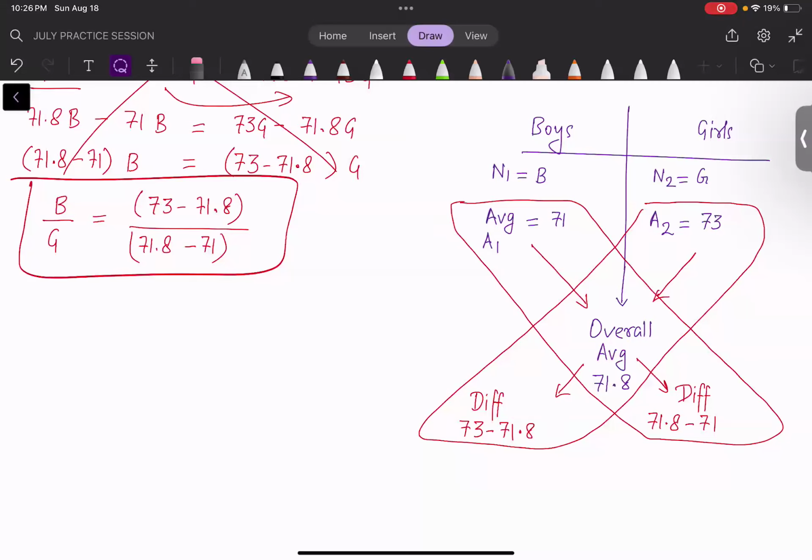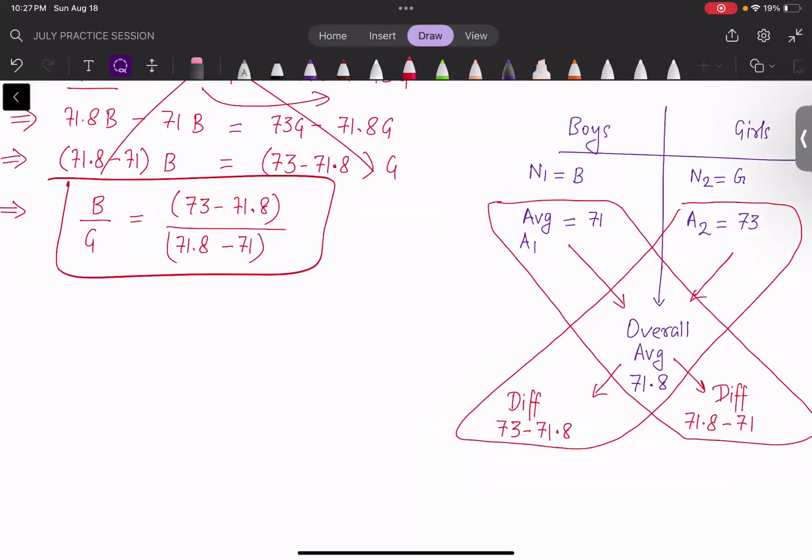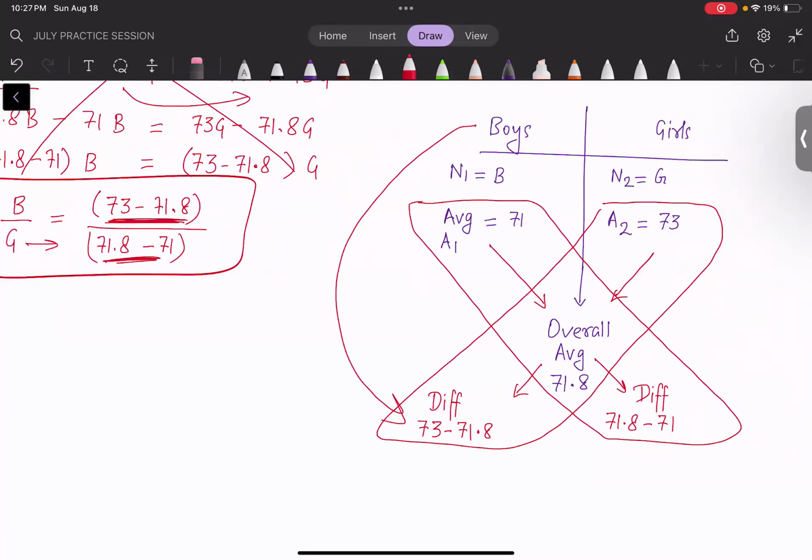On the boys' side, what is the difference? Is it 73 minus 71.8? Please observe. On the boys' side, see the right side diagram and tell me, is it the same difference on the boys' side? Yes. So on the boys' side, we have the same difference. Now see the girls' side. On the girls' side, do we have 71.8 minus 71? Yes.